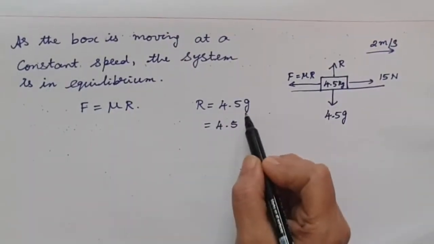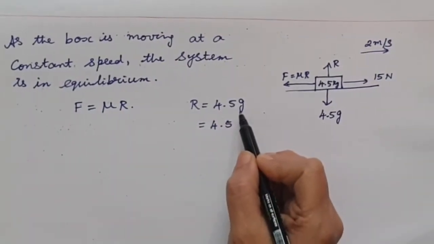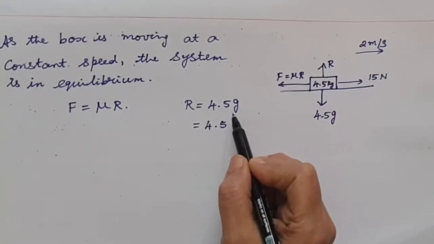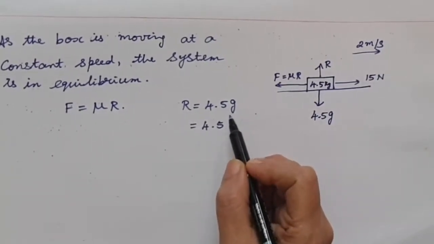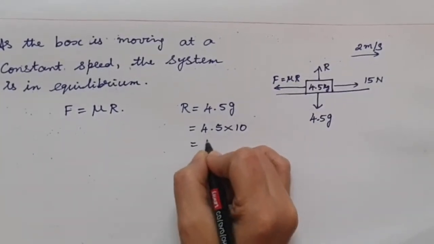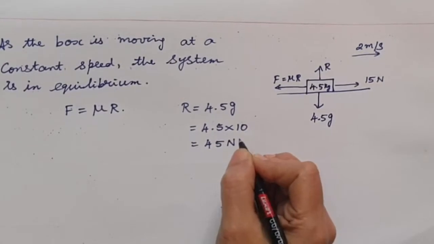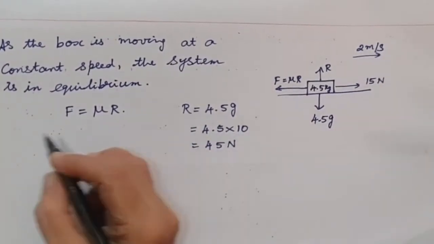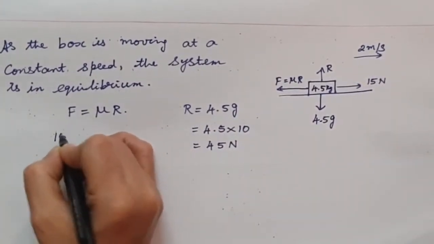R equal to 4.5 g. We take g as 10 in mechanics. Remember that it is not 9.8, it is 10. So it will be equal to 45 Newton. And the force which is acting on the particle is 15 Newton.